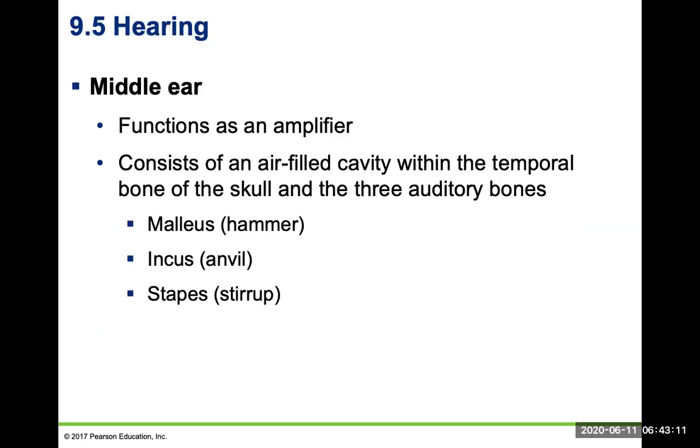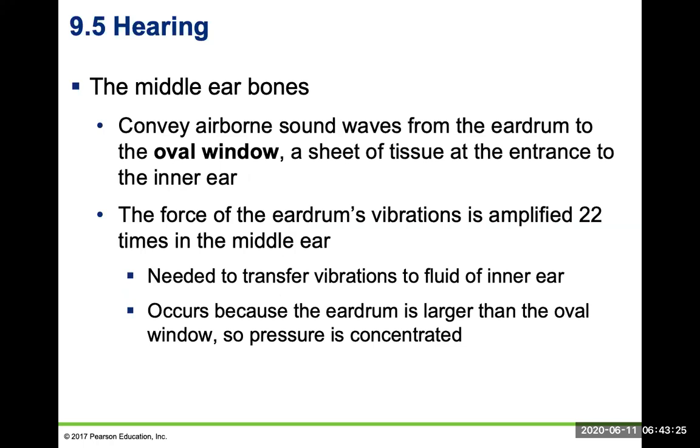The middle ear then functions as an amplifier of that sound. It's an air-filled cavity in the temporal bone of the skull, and it contains these three auditory bones, the malleus, incus, and stapes. The middle ear bones can convey sound waves from the eardrum to the oval window, which is just a sheet of tissue at the entrance to the inner ear. And the force of the eardrum's vibrations is amplified 22 times in the middle ear. And this helps to transfer those vibrations to fluid of the inner ear.